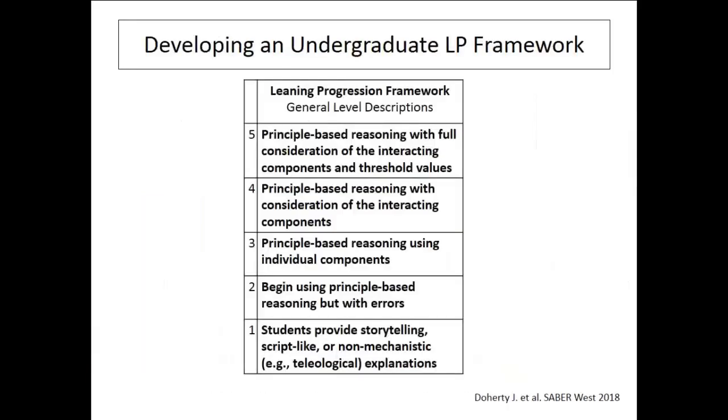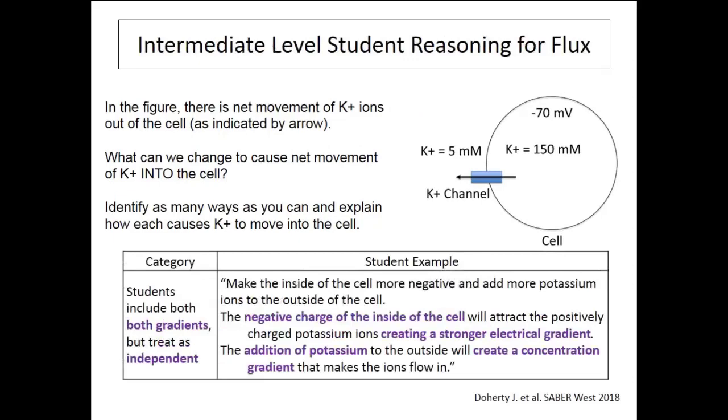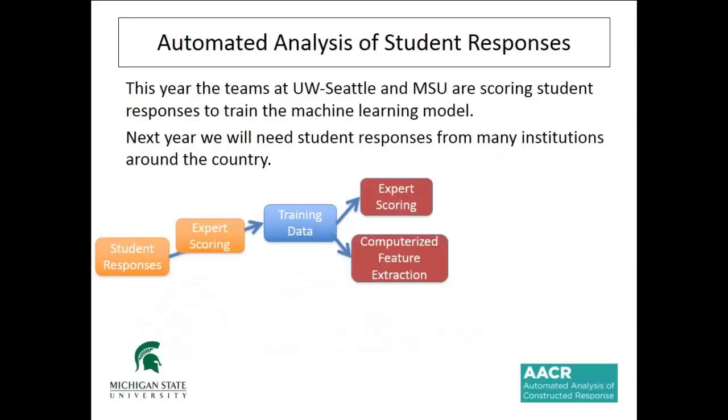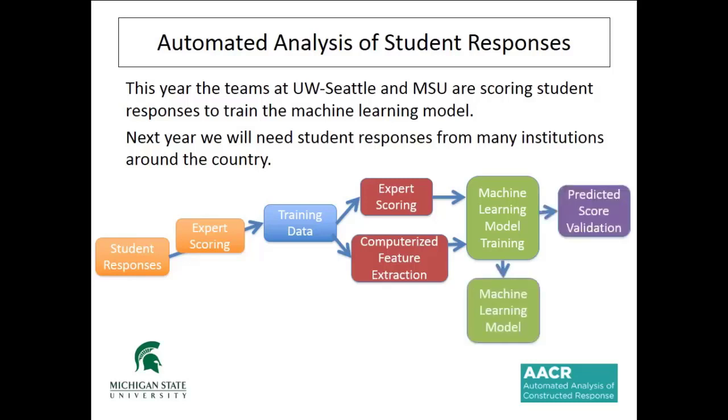I'm going to let Mary Pat go through these, but developing the learning progression framework, we're going to talk about on the poster. What we're aiming for here, writ large, is to send these student responses to train the machine learning at the automated analysis of constructed response group at Michigan State: take in the student data, code it, score it, expert score it, send it into the machine model, get a predicted score, come back, and iterate with new data till the machine score is similar to the expert score. When we get there, we'll be able to analyze massive amounts of data.